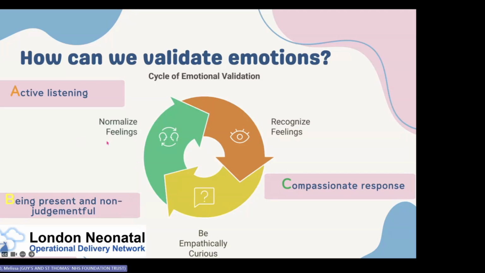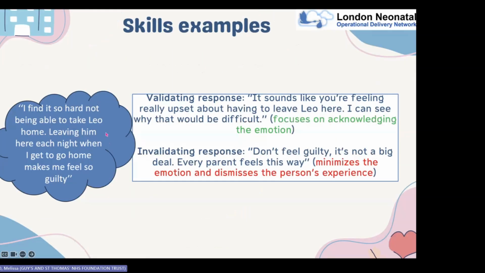So here are some examples. We've got this quote here from a parent. "I find it so hard not being able to take Leo home. Leaving him here each night when I get to go home makes me feel so guilty." A validating response to that could be, "It sounds like you're feeling really upset about having to leave Leo here. I can see why that would be difficult." So in that comment alone, what that person is doing is just trying to acknowledge their emotion. They really just want to explore the impacts of the emotion on the parent.